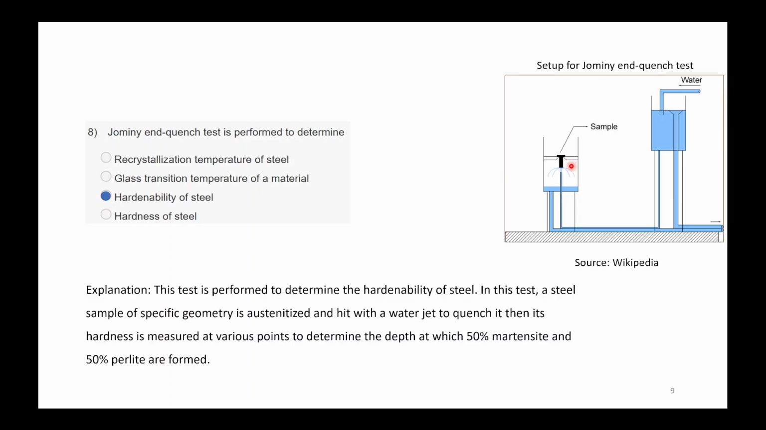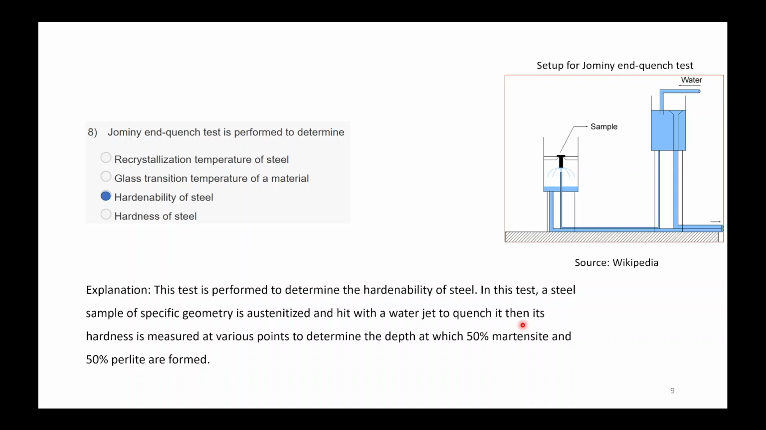Setup is shown here. So in case of this test, we take a specimen having a specific geometry and specific dimensions. Then we'll be heating it to austenitization temperature. Then we use a water jet to cool it, to quench it. So there will be formation of martensite, and somewhere between there will be slow cooling, so there will be pearlite formation also. So we'll be getting the depth at which 50% martensite and 50% pearlite is formed. So that depth will be defining the hardenability of steel.